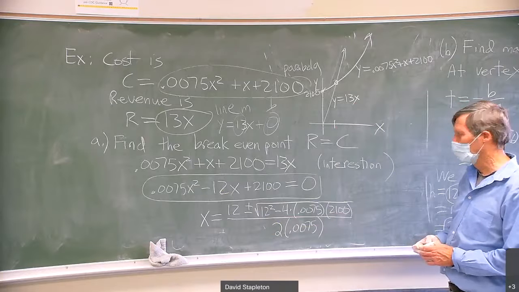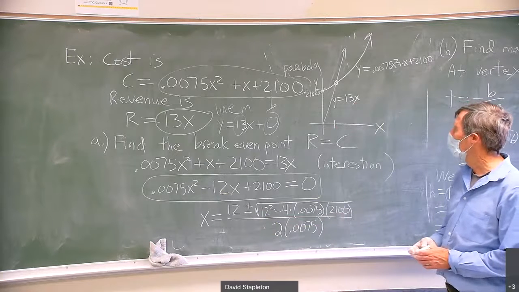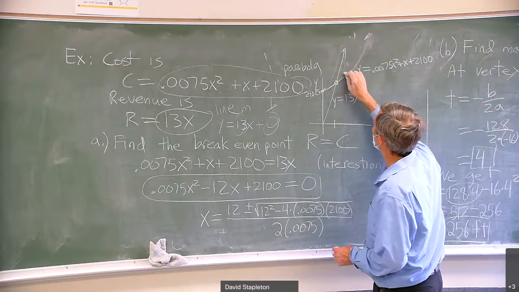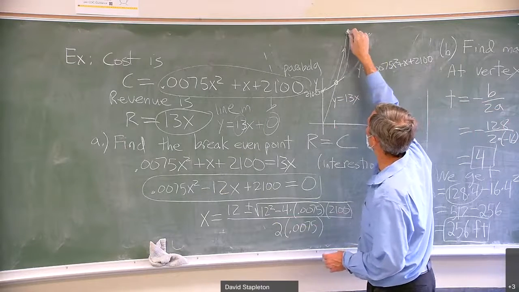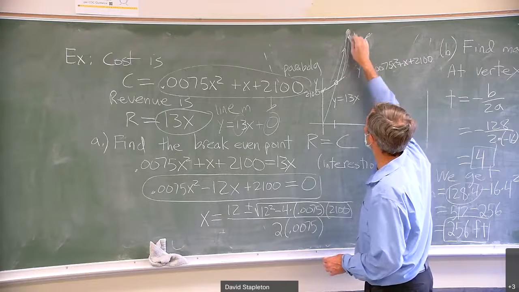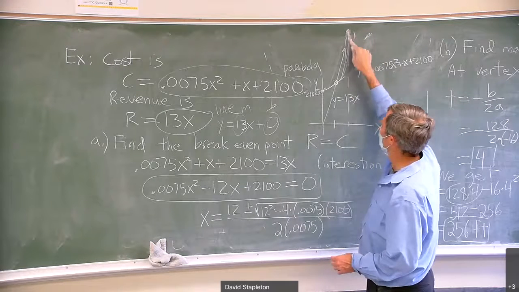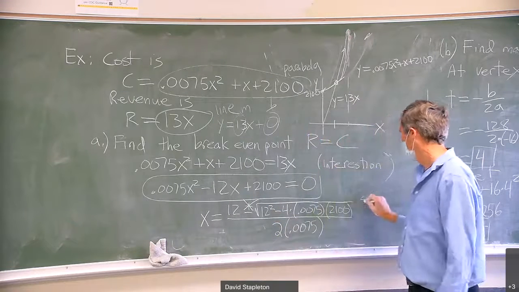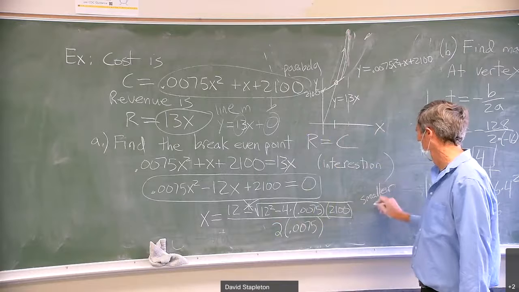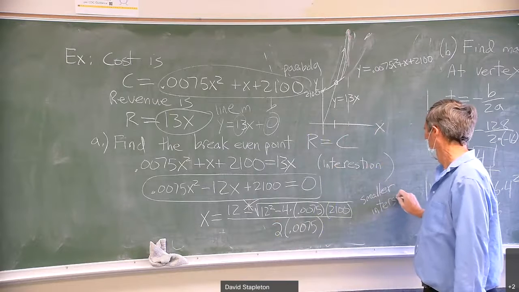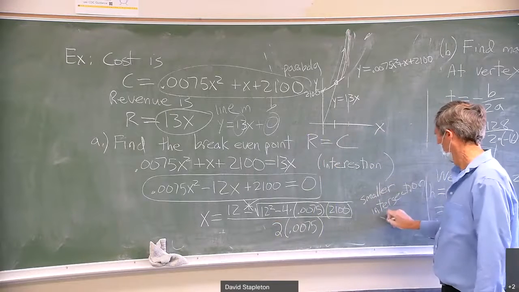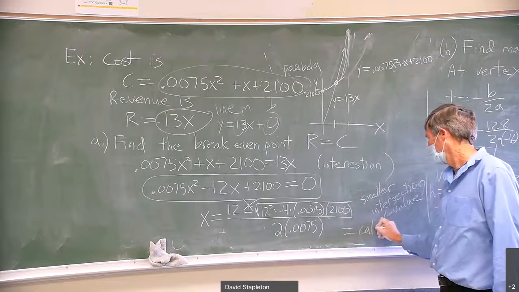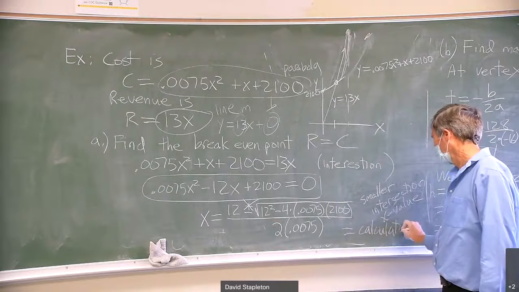Which one do I want? I mentioned to you before, if you keep taking this out further, the parabola eventually intersects the line up here and you start losing money. And so what you want is the smaller of the two, so you want the negative side. The smaller intersection is the break-even point. All right, I'll let you run that on the calculator. But that's how you figure out the break-even.